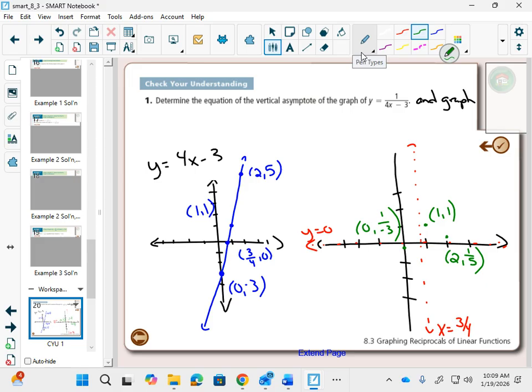Do we have enough points? Absolutely. To draw towards those asymptotes? This is our new graph.